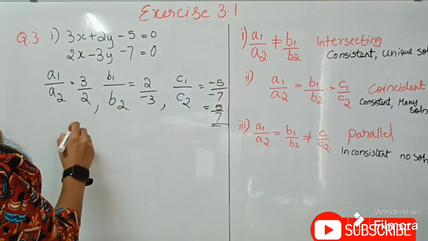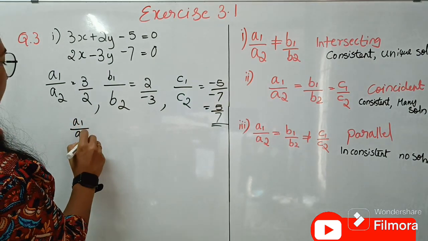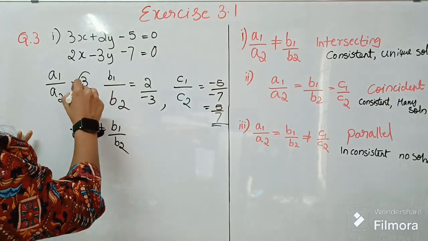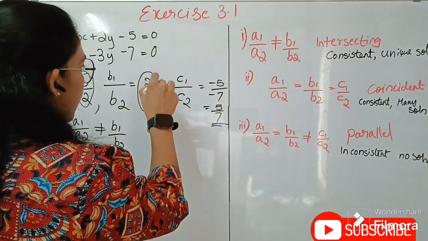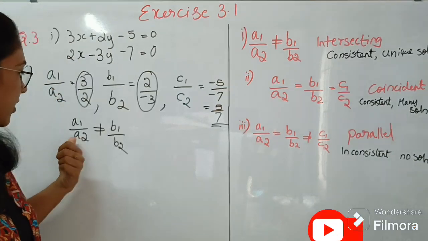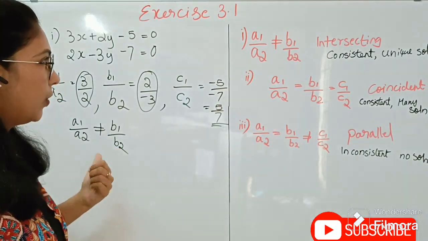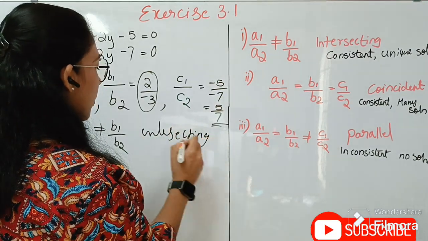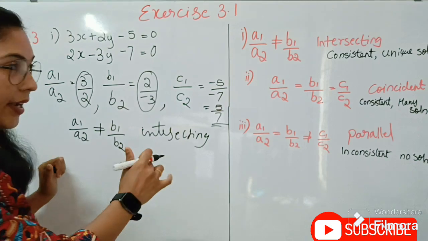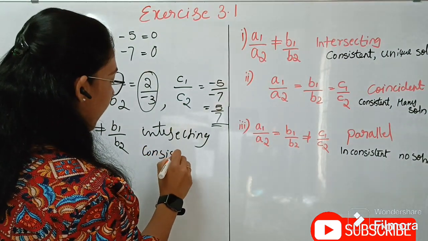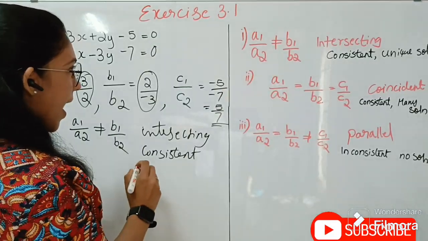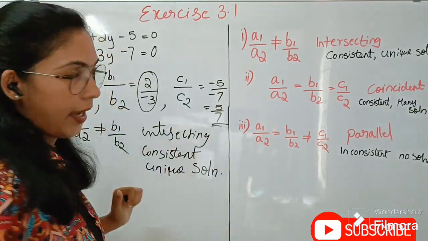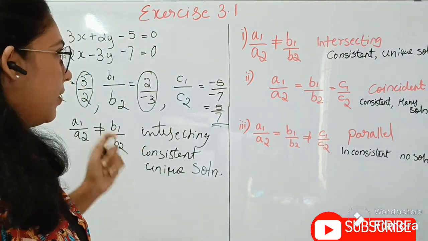So from this we can conclude that a1 by a2 is not equal to b1 by b2. Right? This is 3 by 2 and b1 by b2 is 2 by minus 3. Then we can say this is an intersecting lines. Since it is an intersecting line, it is consistent and has a unique solution. Okay, so this is the first one.